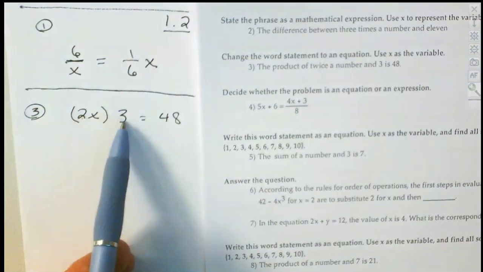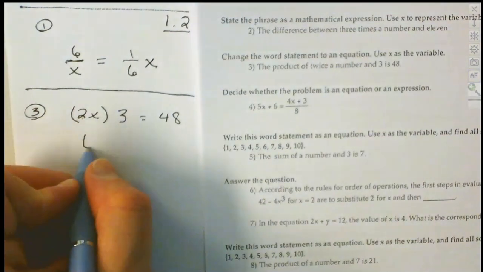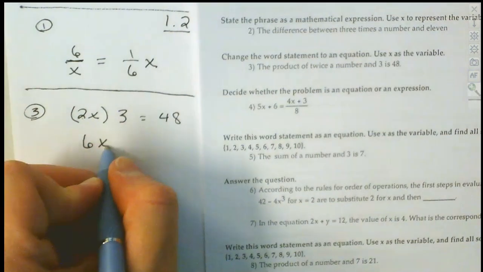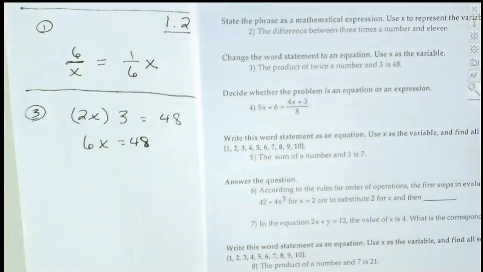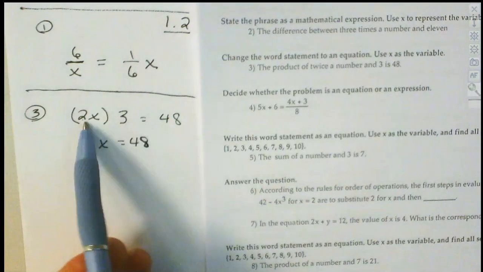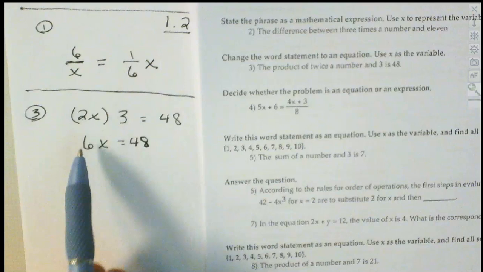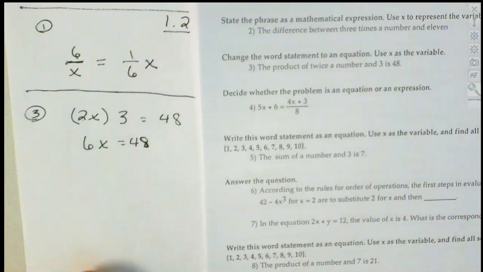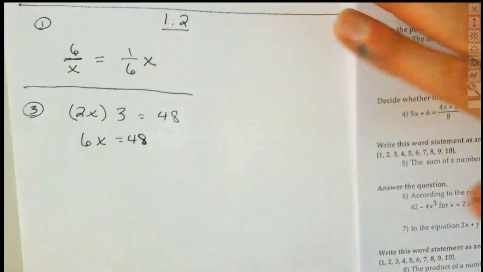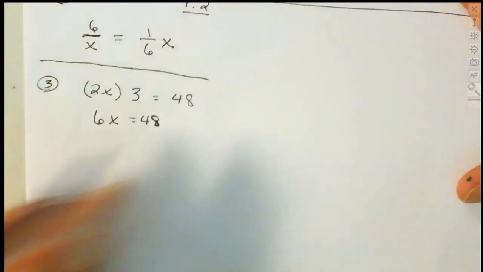I can take that 2 times 3. You don't have to, but 2 times 3 makes it 6. And we can stop there. Because the product of twice a number and 3, which is here, I put those together, that made that 6x. We don't have to solve it. We will learn how to solve these when we get to chapter 2.